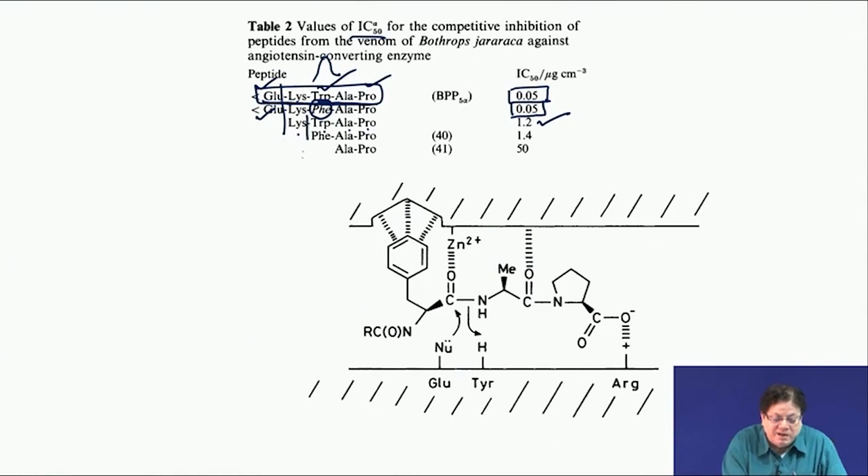And then if you remove the lysine, you have phenylalanine, alanine, proline, and that has 1.4. That means there are some minor roles of this glutamic acid and this lysine. So it becomes 1.4, but when you change the third one, phenylalanine, you get alanine and proline, and now you see the IC50 value is 50. So the IC50 value has increased to a large extent. This is a very bad inhibitor. Again, remember, a higher IC50 means less potent inhibition. Okay.